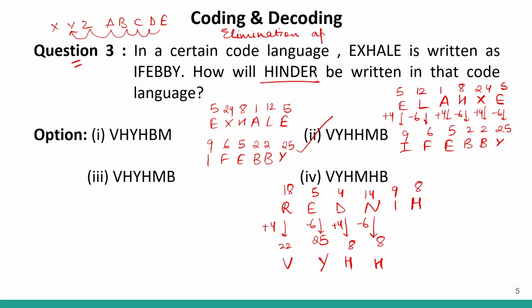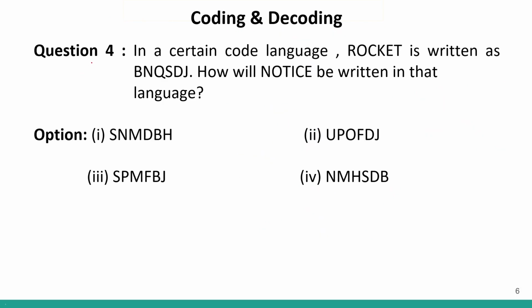Elimination approach. Okay. Moving forward to question number 4. Rocket is written like this. How will notice be written in that language? So R O C K E T is written as B N Q S D J.